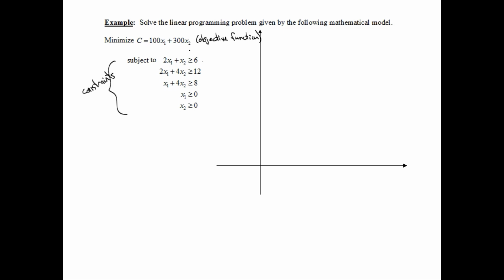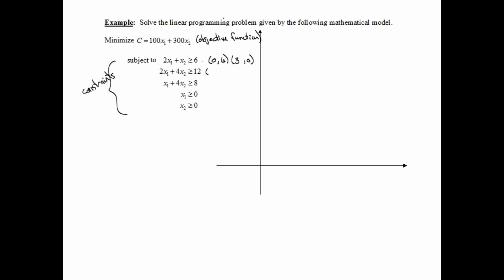If we start with this first one, 2x1 plus x2 equals 6, we start by setting our x1 equal to 0. So then what's our y, or our x2? 6. Then we're going to set our x2 equal to 0. So what's our x1? We have 2x equals 6, and so x1 is equal to 3.